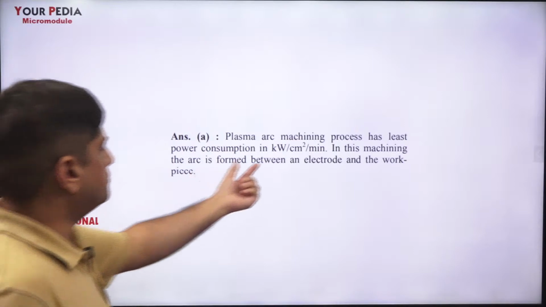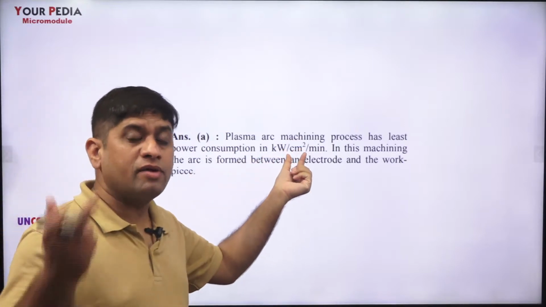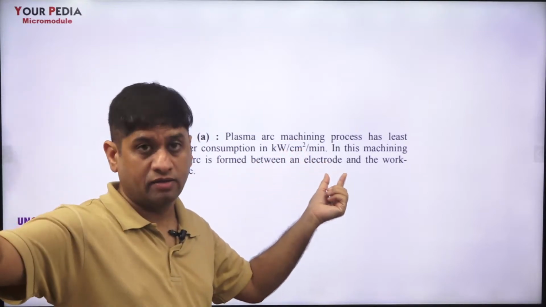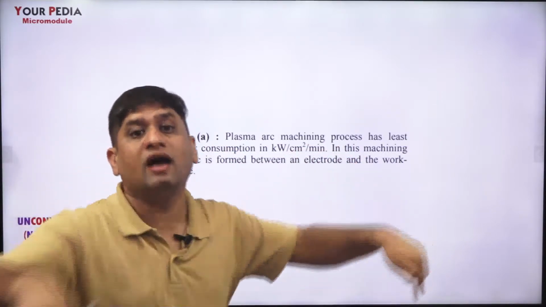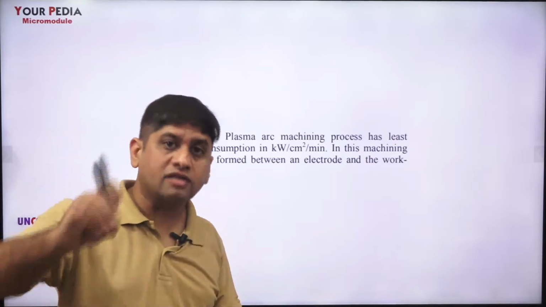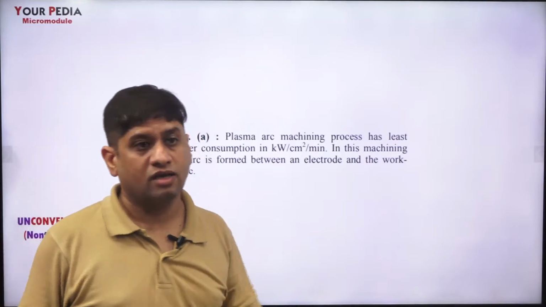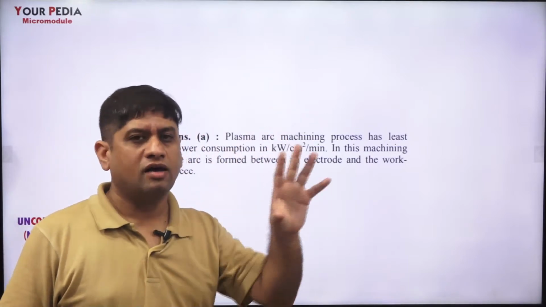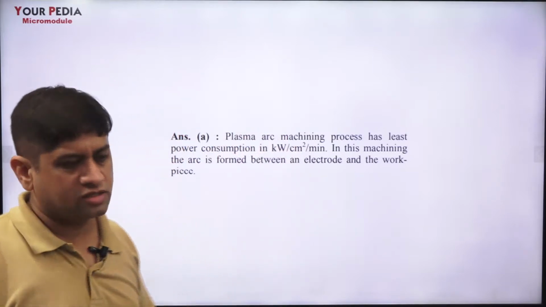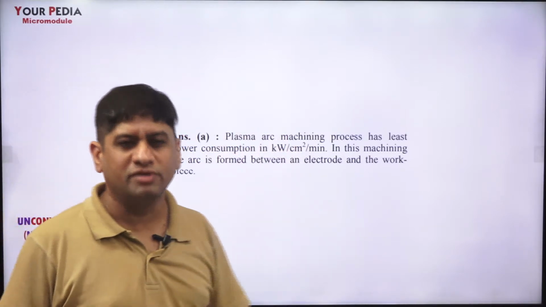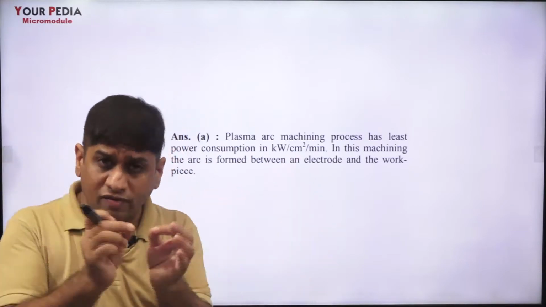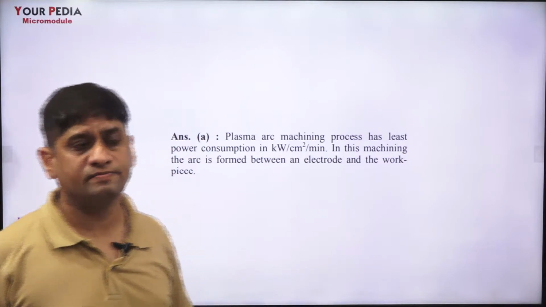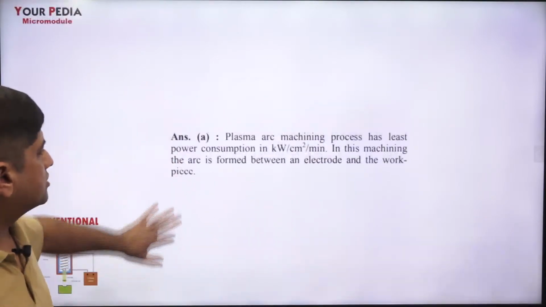Per unit area, in plasma the power is less per centimeter square. In plasma arc machining the surface area involved is very large. In others, surface area involved is very less. Think of laser beam machining and electron beam machining. In electron beam and laser beam, the centimeter square area is very less. In plasma it is very high. That is the reason this is less.